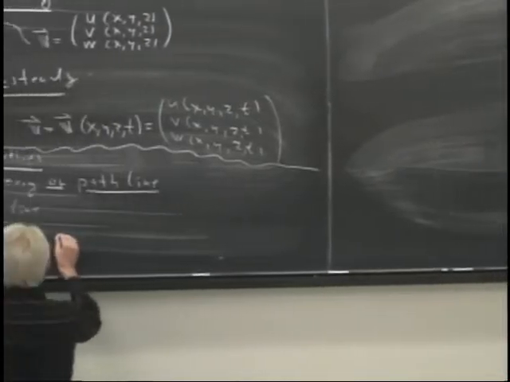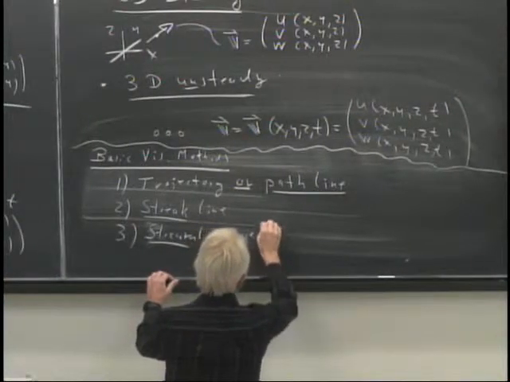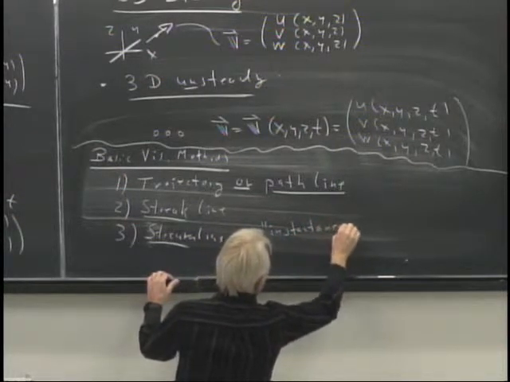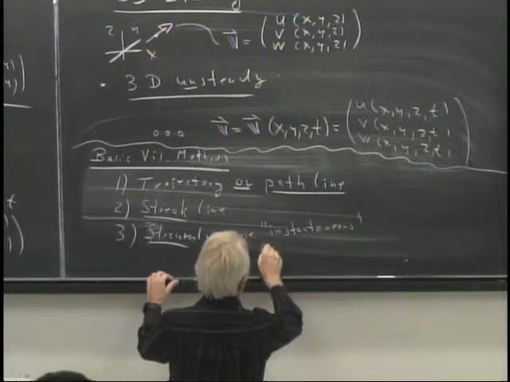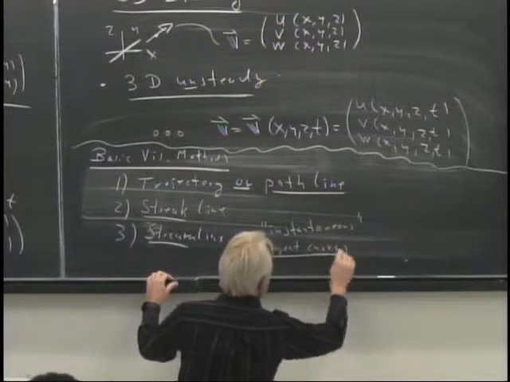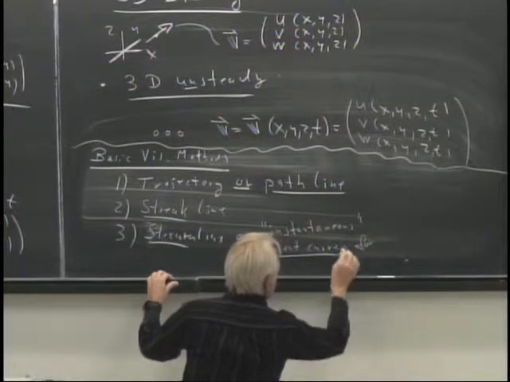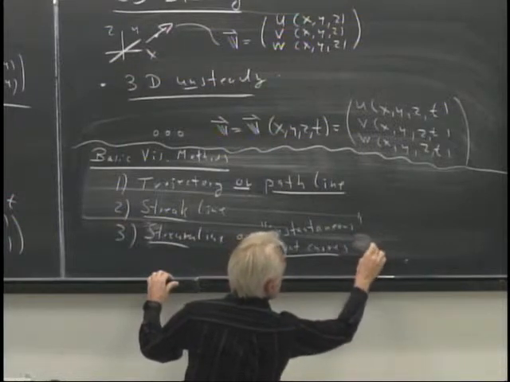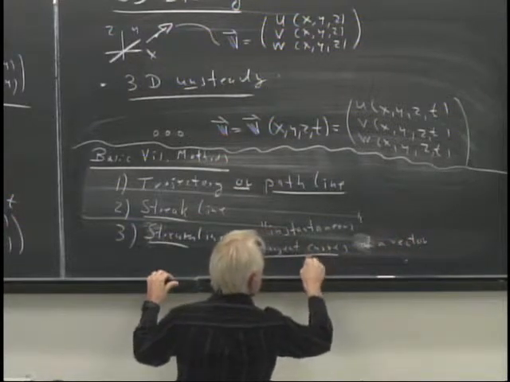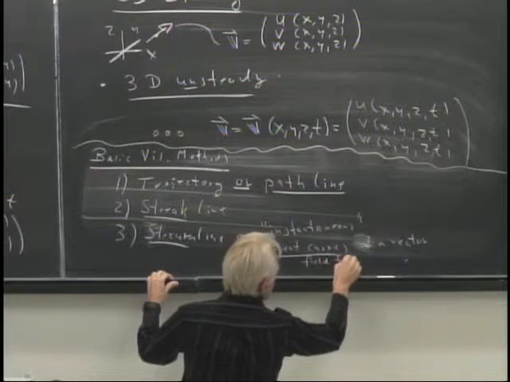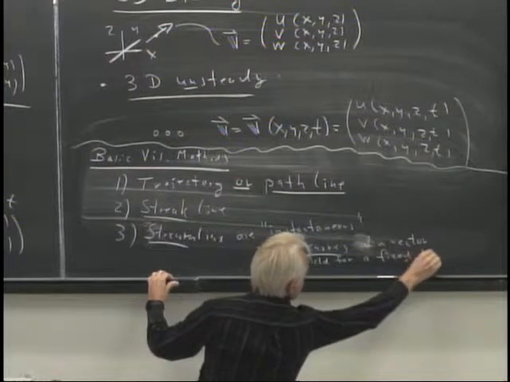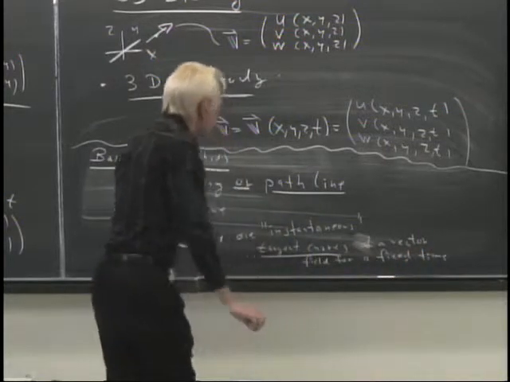Streamlines are instantaneous tangent curves of a vector field at a specific moment in time, for a fixed time. Okay.